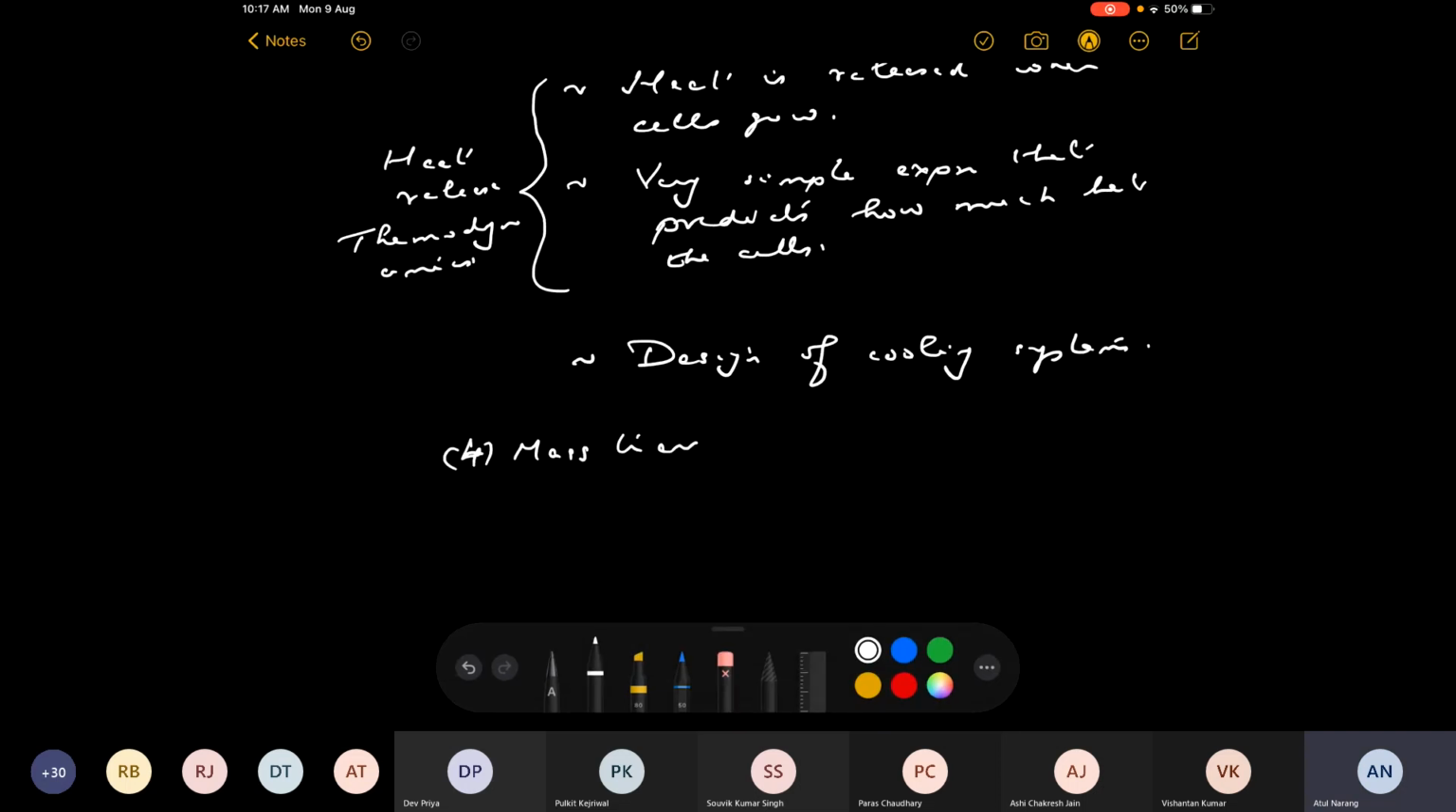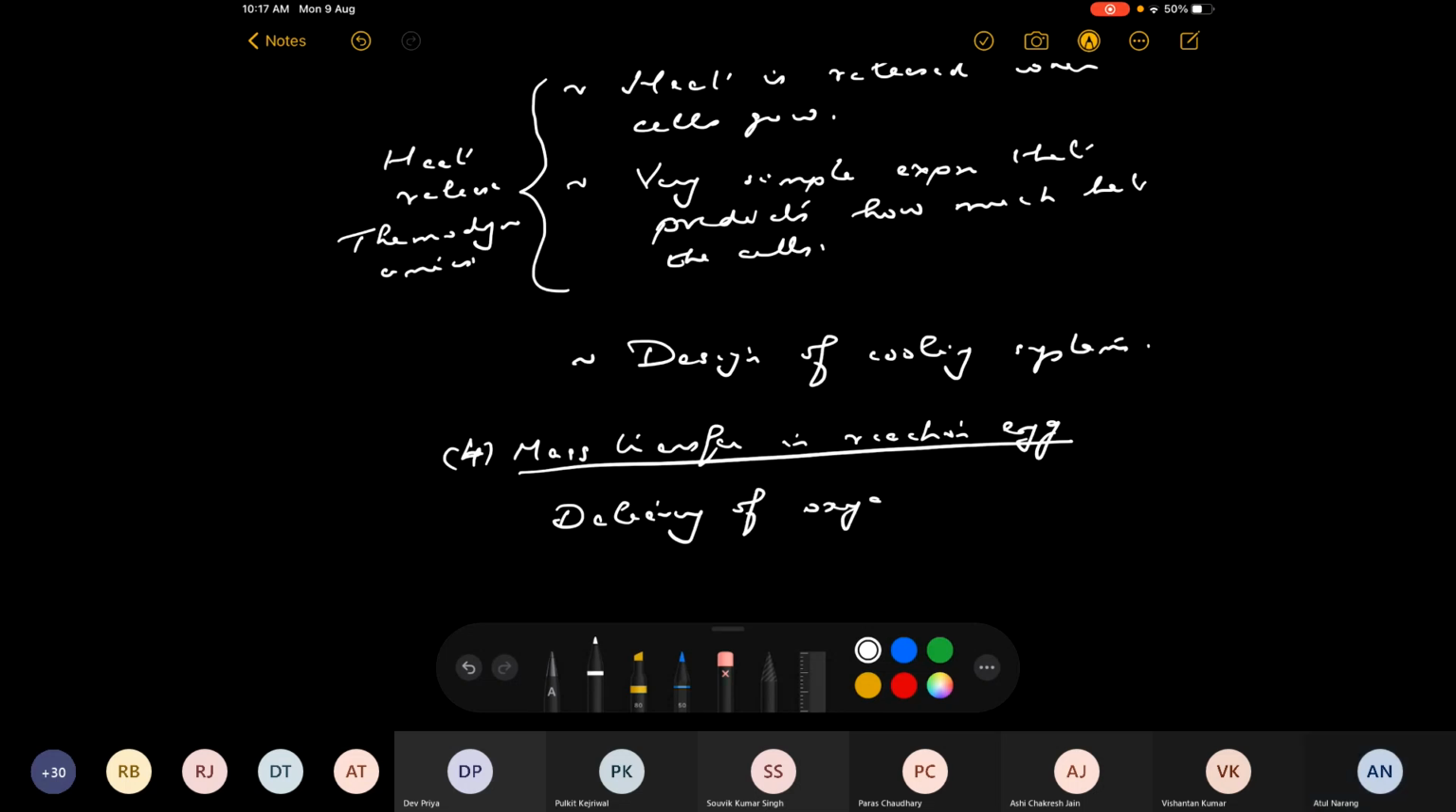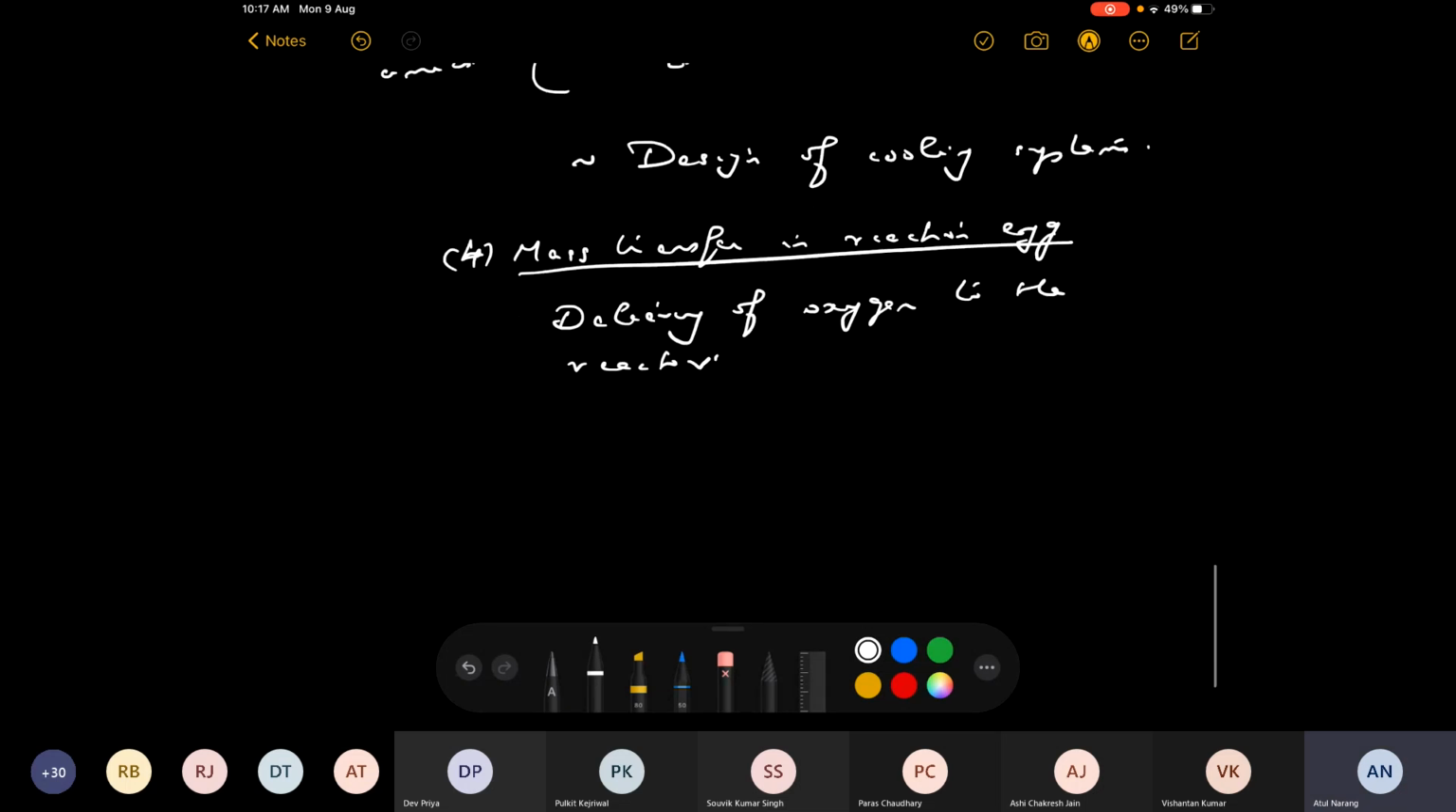Four is mass transfer in reaction engineering. And what is the most important thing in mass transfer turns out to be delivery of oxygen to the reactor. And this is a very particular part of what you've already done in mass transfer.